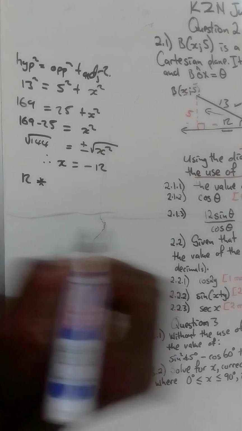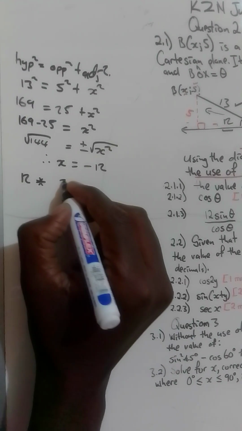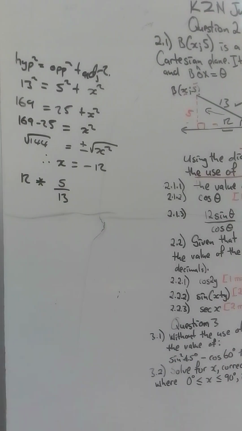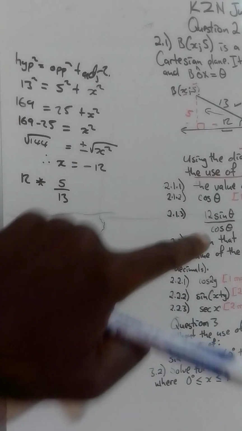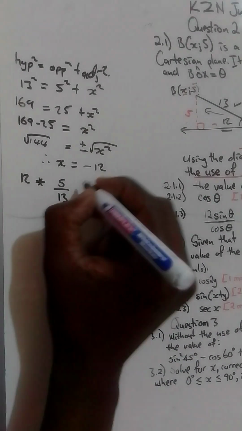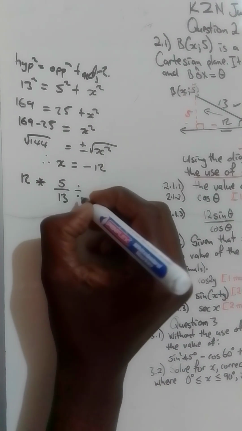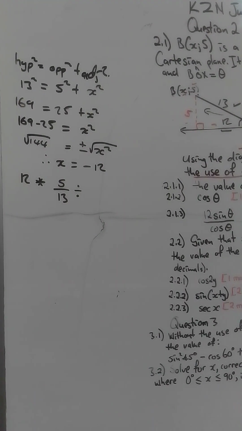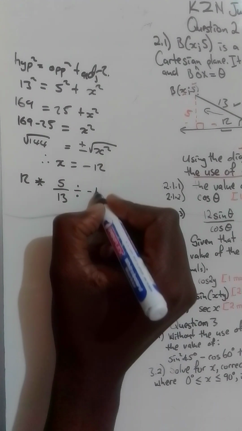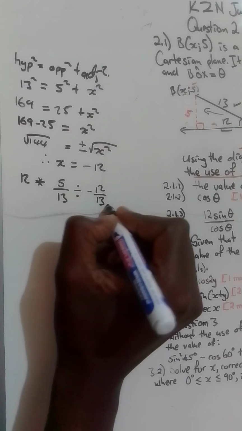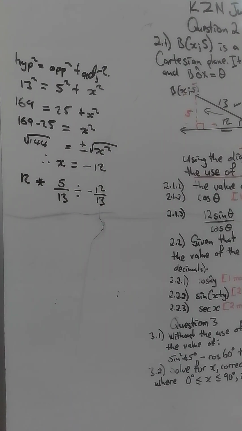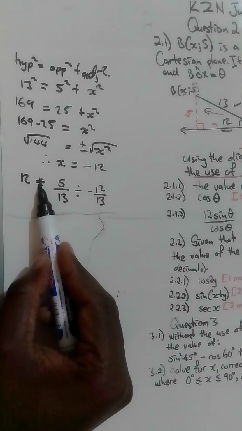12 multiplied by, where there was sin theta, now we place what? 5 over 13. And then they said divided by cos theta. So now I'm going to use this type of division so that I may not be confused. What was my cos theta? Remember, I found that cos theta was negative 12 over 13, like that. This is how I must calculate it. And remember how many marks are allocated? 2 marks.